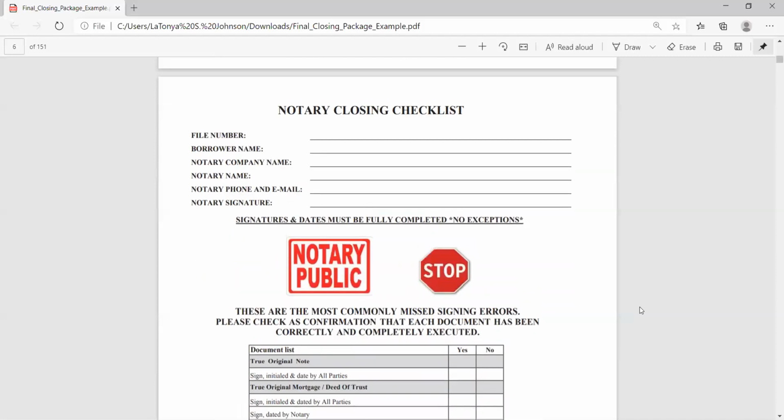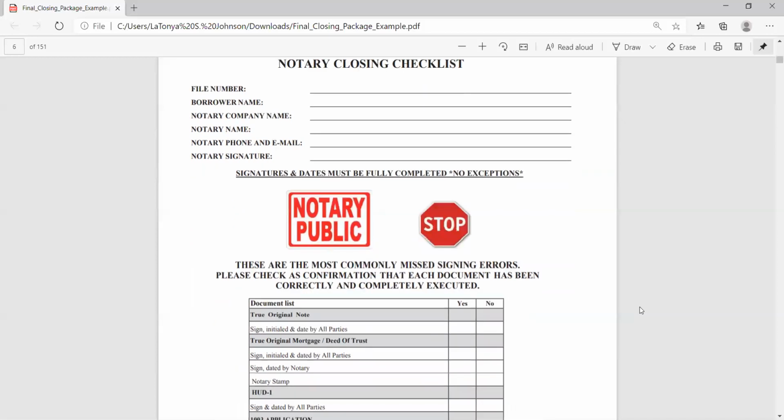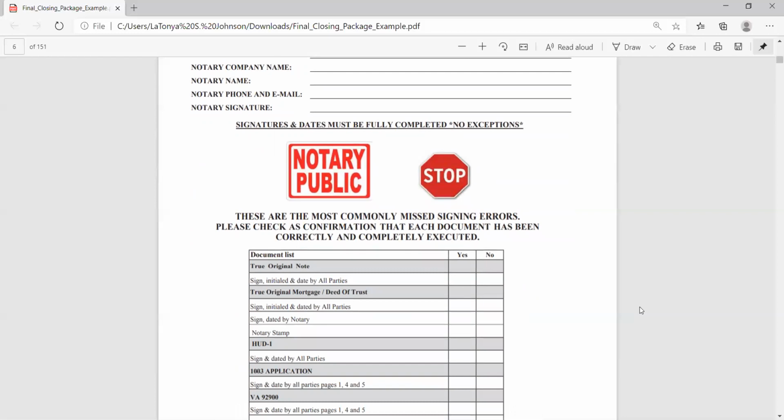In addition to your title company giving you instructions, the notary companies that hire you through Snapdocs will also provide instructions, and you have to fill out all of this information. I'm not going to go through and read it for you, but you see where it says stop? This is a checklist just to make sure that you've covered all of your bases before you leave.